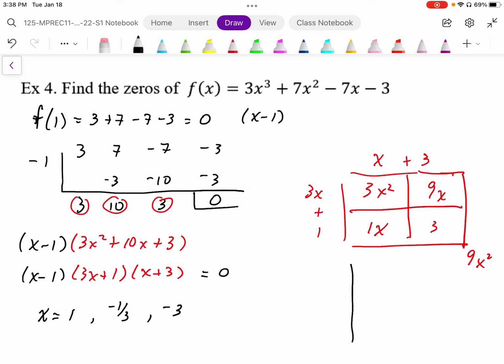If I were to sketch this graph out, I know it crosses at 1, -3, and somewhere around there, -1/3. The leading coefficient's positive, so I know it's got to go up like this, come down, and then something like that.